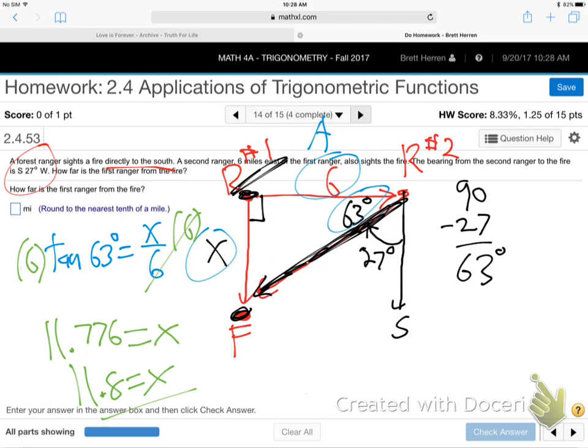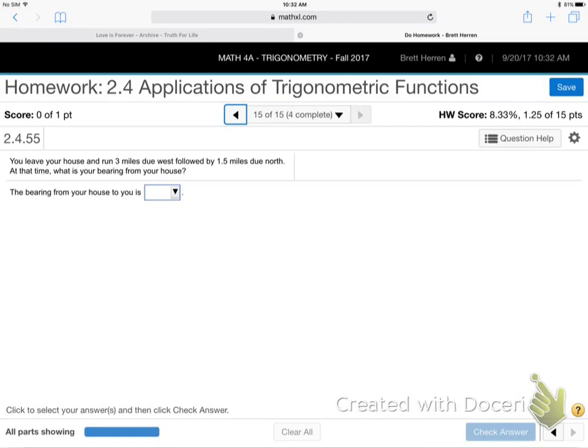Good on that. That's how two sightings can locate something. How we do? Okay, so you leave your house. So here's your house, let's say. You leave your house and you run 3 miles west. That's why I'm going left. 3 miles west, and then 1.5 miles north. What's your bearing?